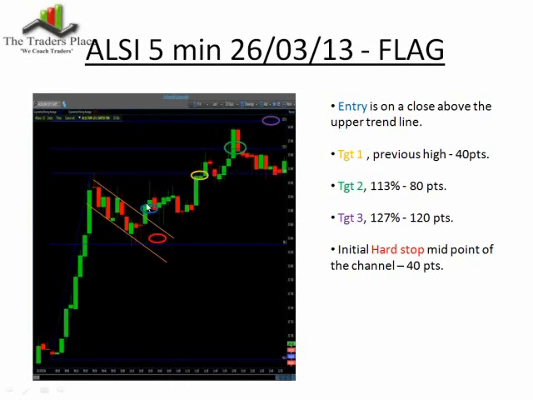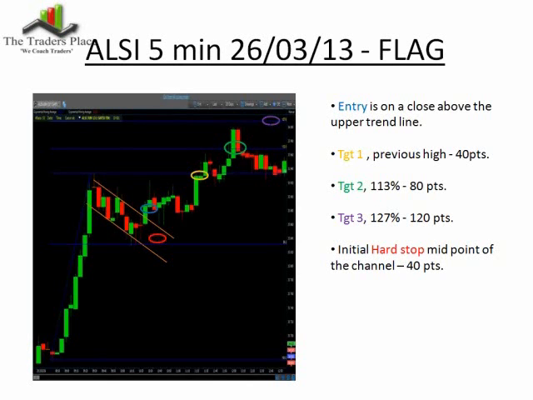The blue circle is the entry area that we've just looked at. Entry is on a close above the upper trend line, in other words, the open of the second candle after the breakout. Target 1 would be the 100% or the top of the previous move, which is often referred to as the pole. So target 1 is the orange circle over there. Target 2 would be 113%. In this example, it was 80 points. And then target 3, the ultimate target for this particular picture, was the 127 level. And if the market's really in a running mood, you can go as high as 161.8.